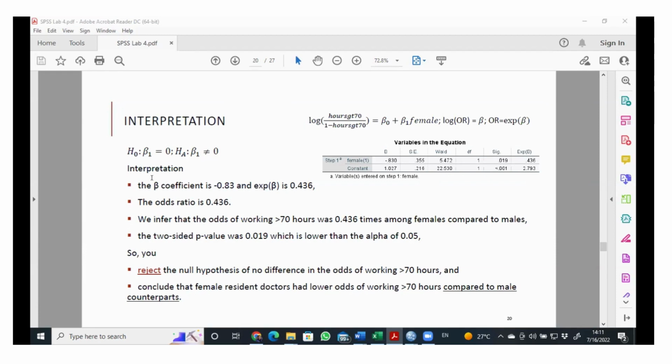Yeah, so that's it. And then, sorry, p-value. Excuse me, sir. The negative sign in front of 0.830, does it have any meaning? Yeah, that's what I told you before. But let me explain it better now.